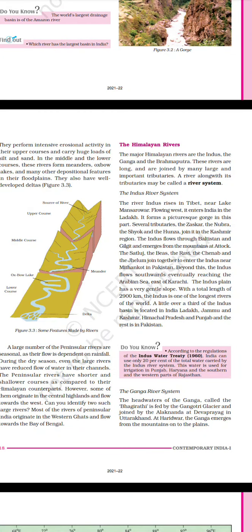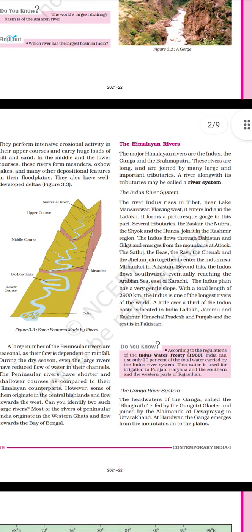A large number of the peninsular rivers are seasonal as their flow is dependent on rainfall. During the dry season, even the large rivers have reduced flow of water in their channels. The peninsular rivers have shorter and shallower courses as compared to their Himalayan counterparts. However, some of them originate in the central highlands and flow towards the west. Can you identify two such large rivers? Most of the rivers of peninsular India originate in the Western Ghats and flow towards the Bay of Bengal.